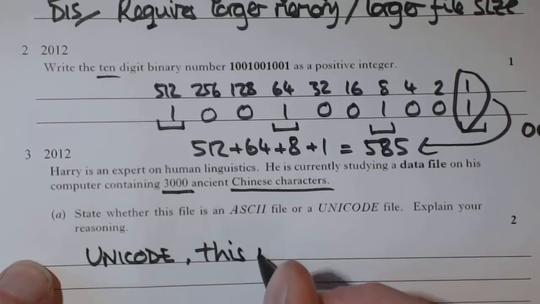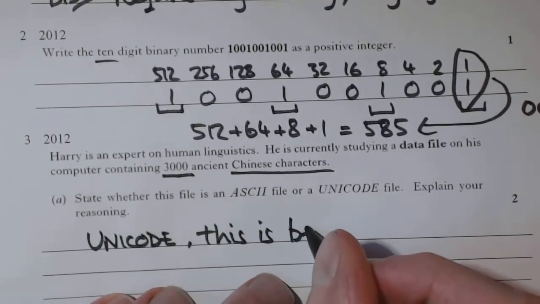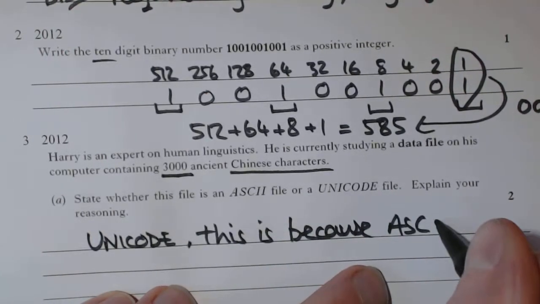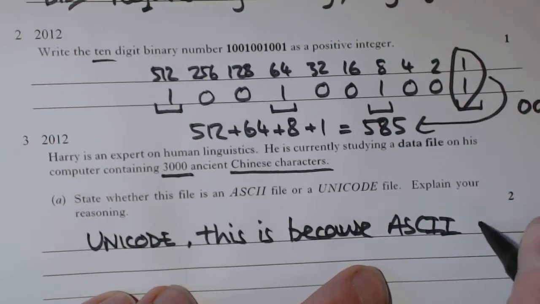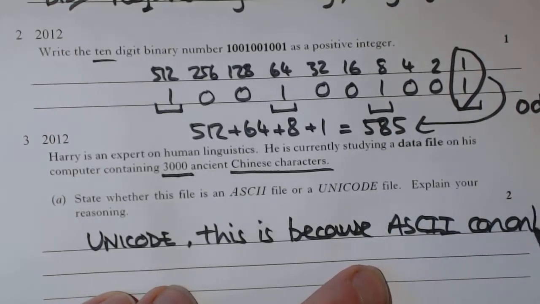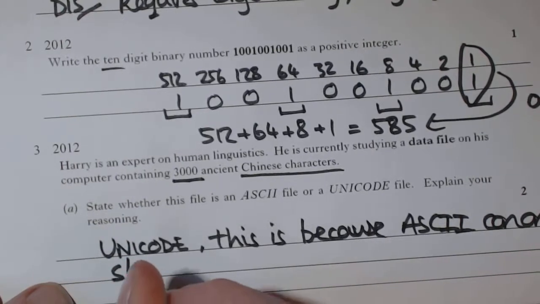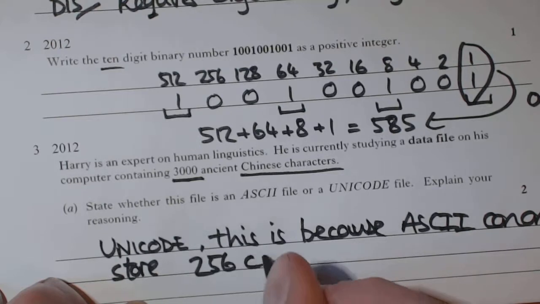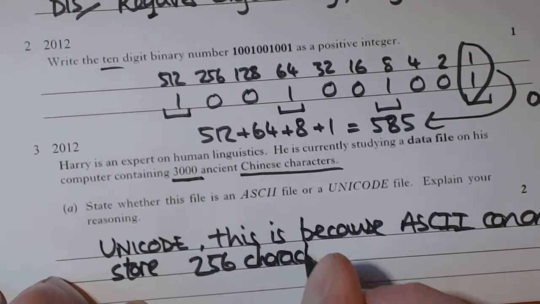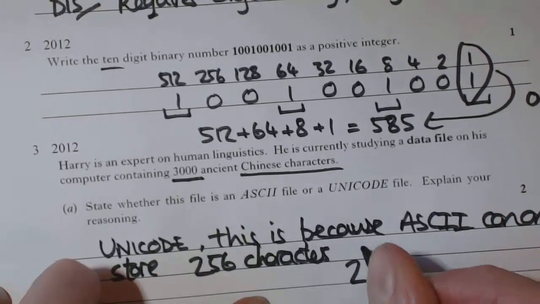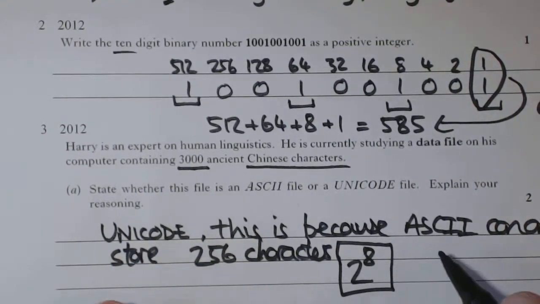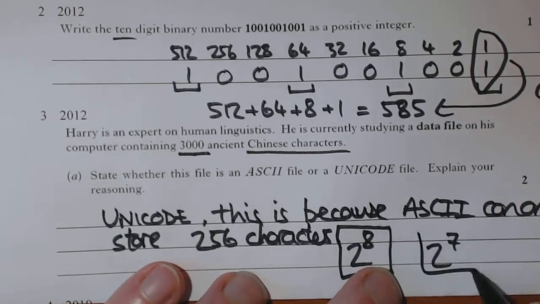This is because ASCII can only store 256 characters. Okay, so 2 to the power of 8, right? That gives you your 256. If you did 2 to the power of 7, that would give you 128 characters.